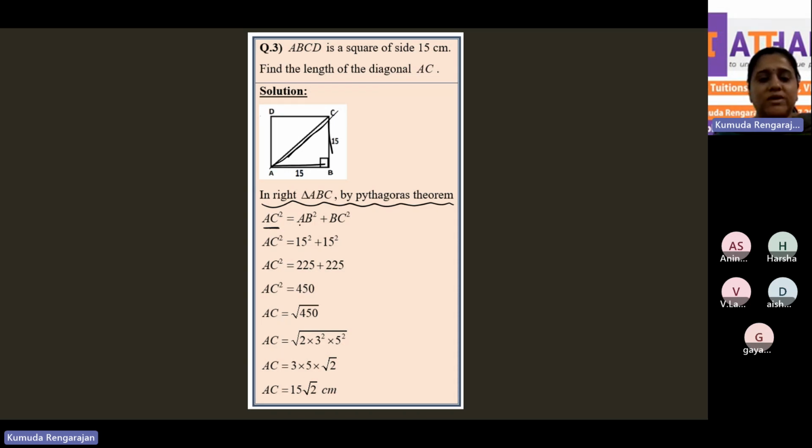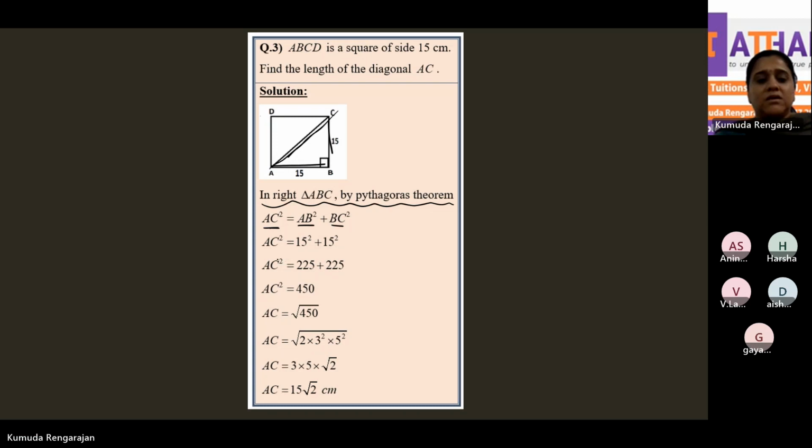The square on the hypotenuse must be alone on one side, and on the other side, one leg square plus the other leg square. So in right angle triangle ABC, by Pythagoras theorem, AC is the hypotenuse. So AC square is equal to AB square plus BC square.